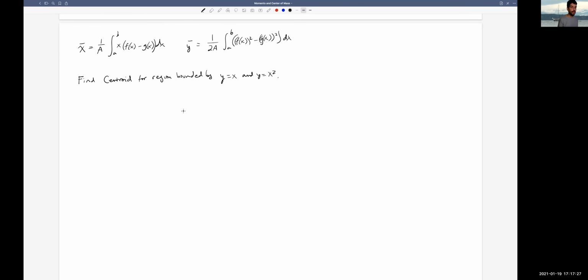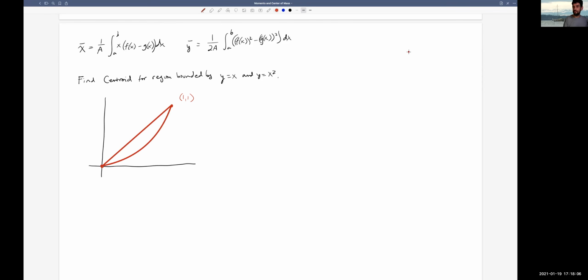Okay, so I always like to start by drawing. These are pretty familiar functions. It's pretty easy to see that these 2 functions are going to intersect at 0, 0, and 1, 1. There's y equals x. And there is y equals x squared. Okay, so there's our graph. In case we're not clear, we can see which function's on top.